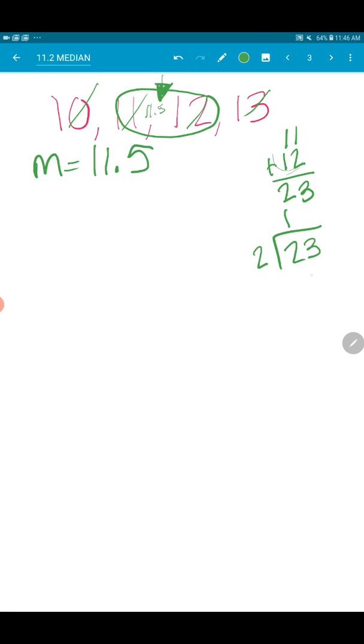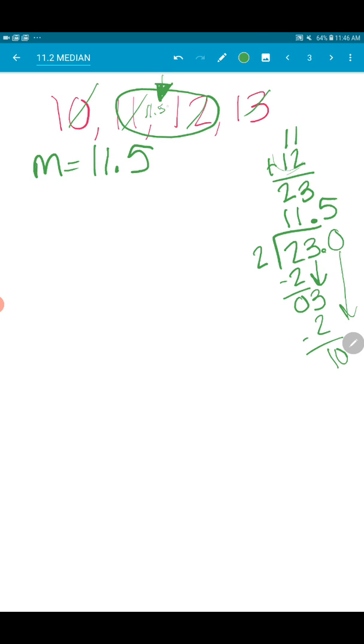2 goes into 2 once. Subtract. 2 goes into 3 one time, which is 2. I do not want a remainder, so I'm going to add a decimal and a 0. Bring my decimal up, my 0 down. 2 goes into 10 5 times. So my median is 11.5.